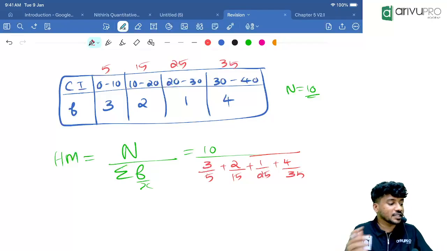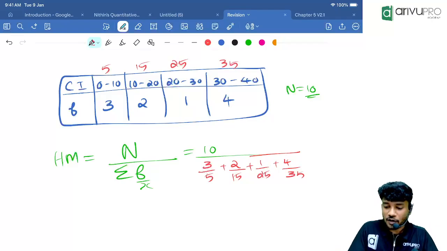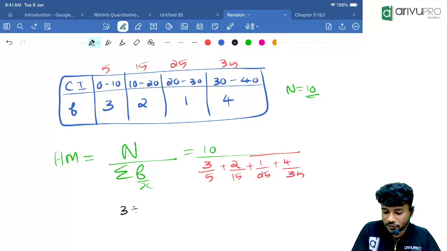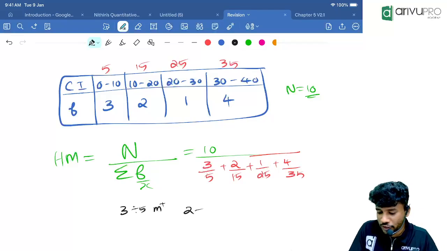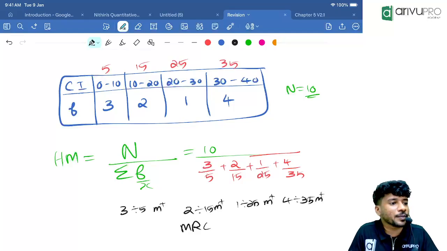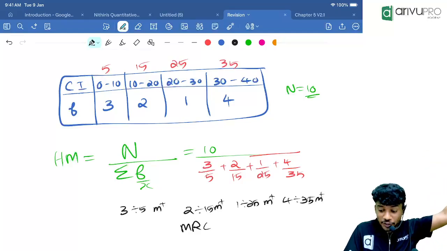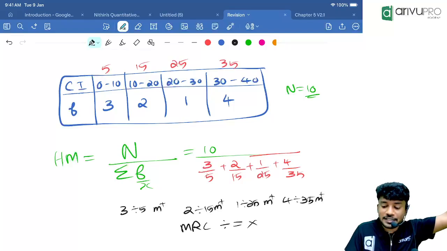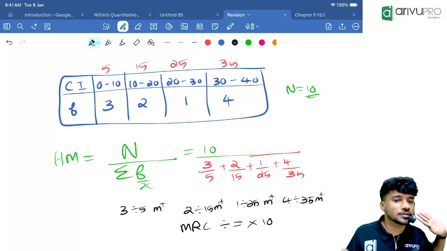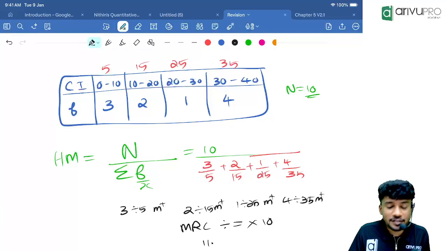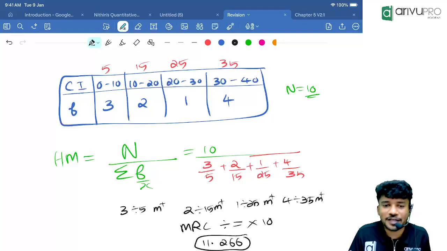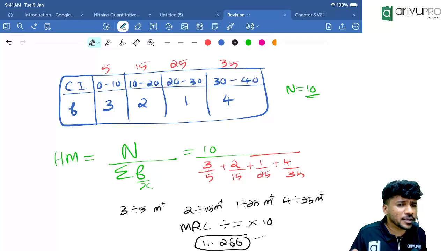So first you will find the denominator, clear the memory and keep. So denominator means 3 divided by 5, M plus, 2 divided by 15, M plus, 1 divided by 25, M plus, 4 divided by 35, M plus. Finally, you will click which button, people? MRC button. Then how can I take it to the numerator? Divide, equal to, multiply it with 10. Yes, the answer is 11.266. Okay.